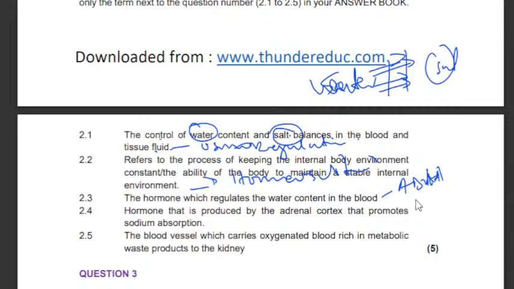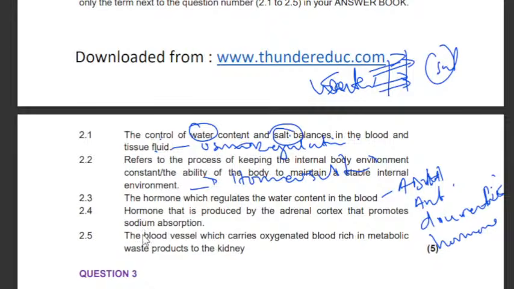Let me write it here. It's supposed to be anti-diuretic hormone. That's how it's supposed to be written. Yes, this is T. Yes, anti-diuretic hormone. My handwriting is ugly. All right.